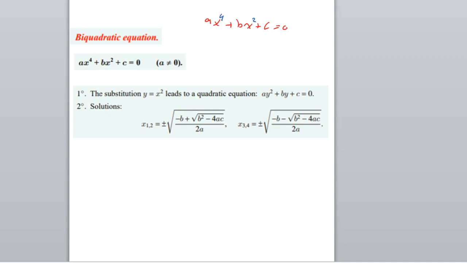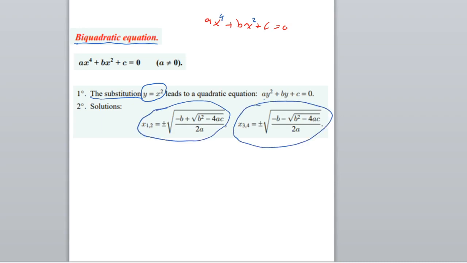Okay, so to solve a bi-squared equation we use this way. First step: substitute y equal x squared. That leads to the quadratic equation ay squared plus by plus c equal to 0, and then the solution. Now I think when you see these you will get confused and say, ugh, what is this, it's very hard. I think we should take an example and understand, because it is very easy, not hard. Okay, we'll take an example and see how.